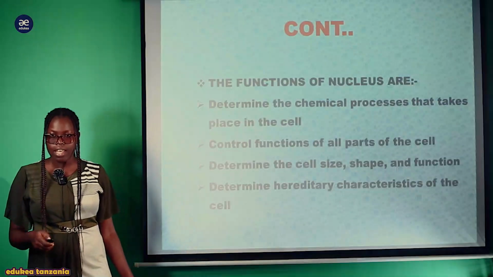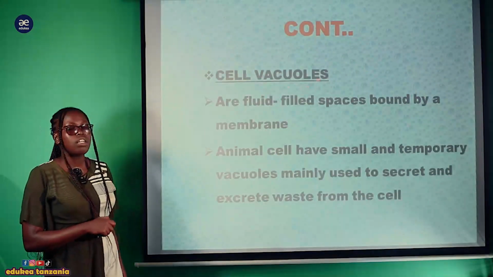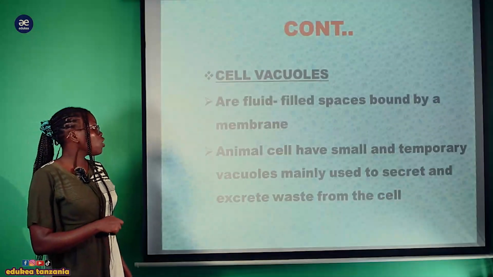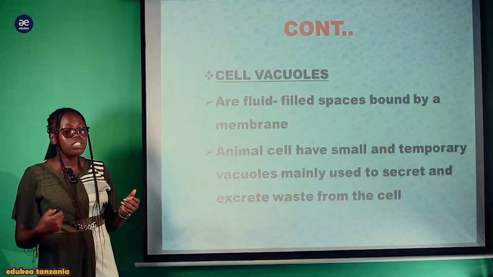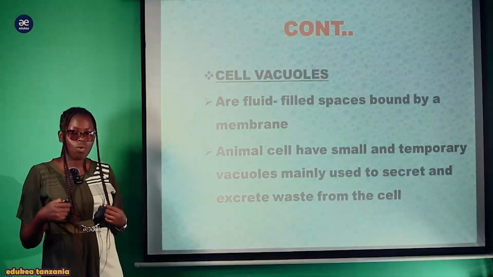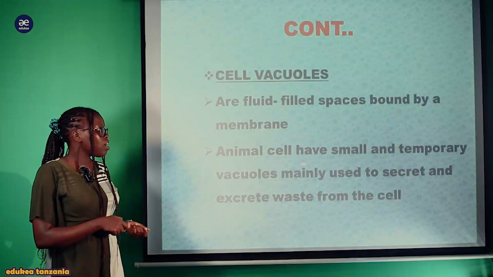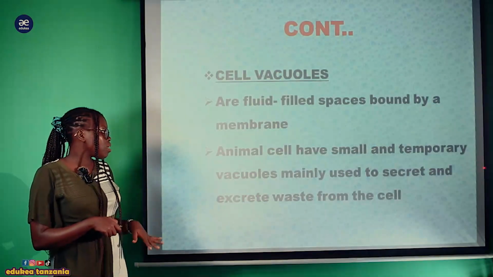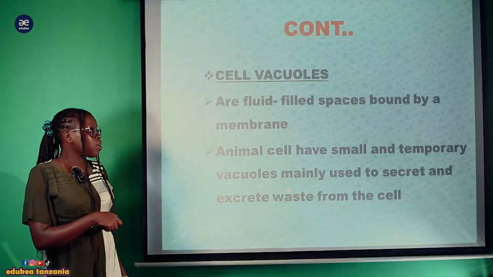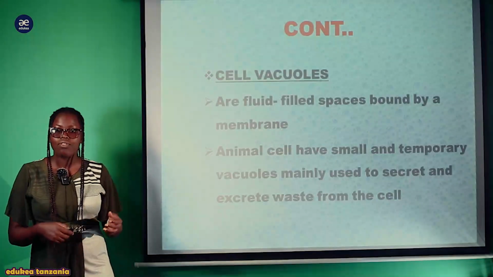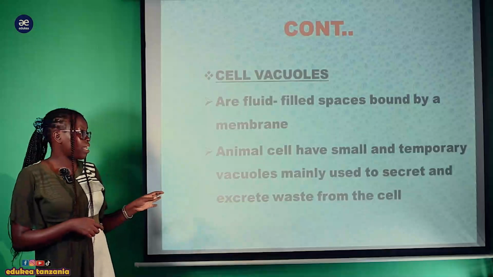The other one is the cell vacuole. Cell vacuoles are fluid-filled spaces bound by a membrane. They are membrane-bound organelles. Animal cells have very small and temporary vacuoles, mainly used to secrete and excrete waste from the cell.